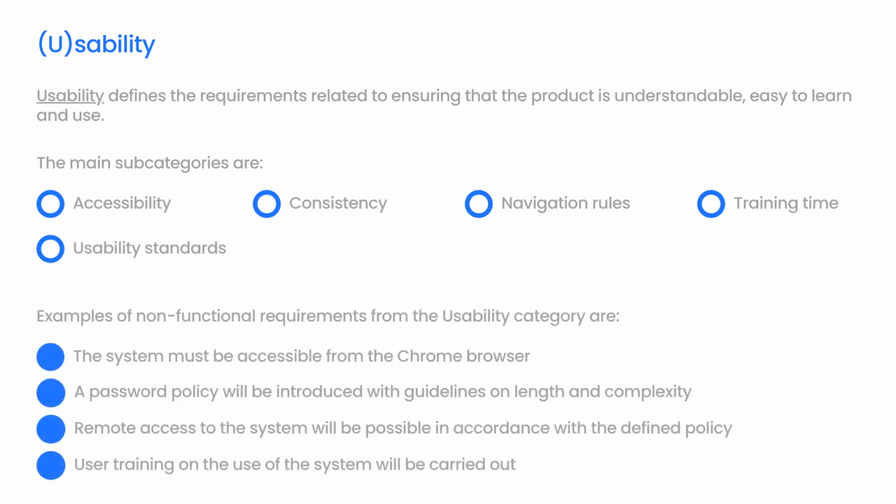Examples of non-functional requirements from the usability category are: the system must be accessible from the Chrome browser. A password policy will be introduced with guidelines on length and complexity. Remote access to the system will be possible in accordance with the defined policy. User training on the use of the system will be carried out.